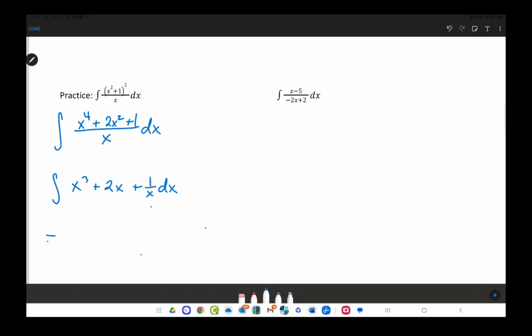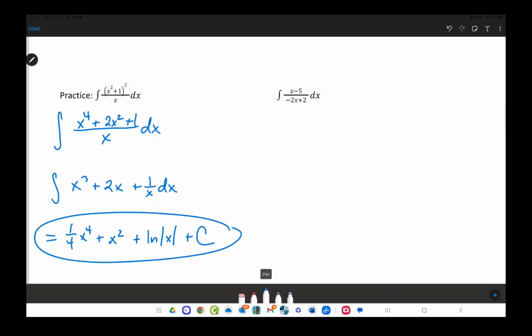which is x to the 4th over 4 plus x squared plus x plus C. It's a bit easier.